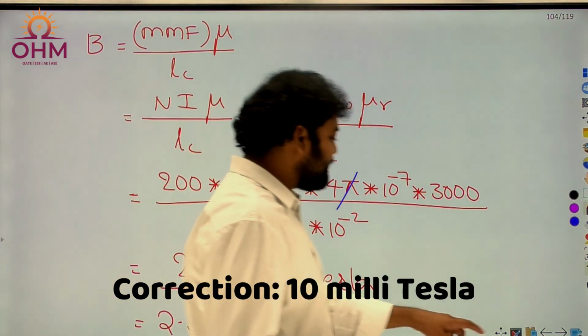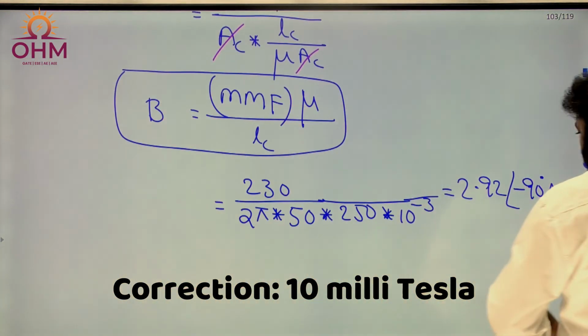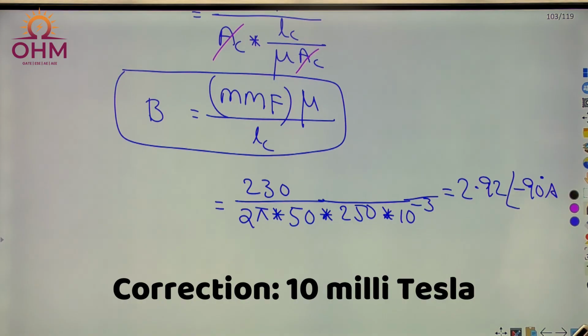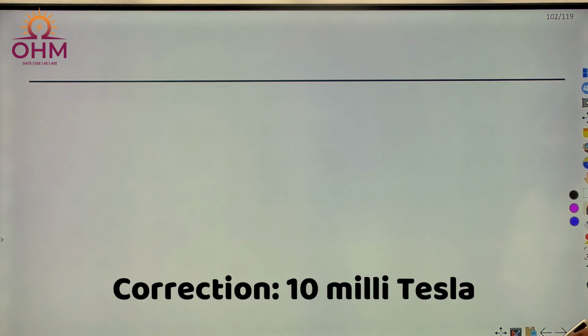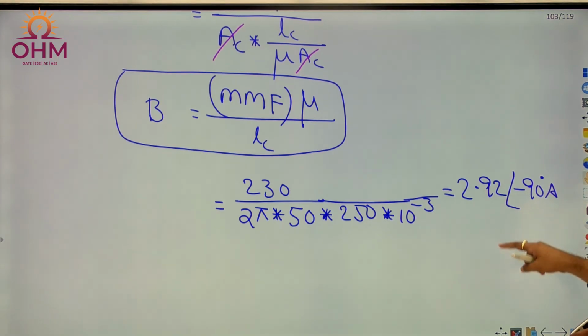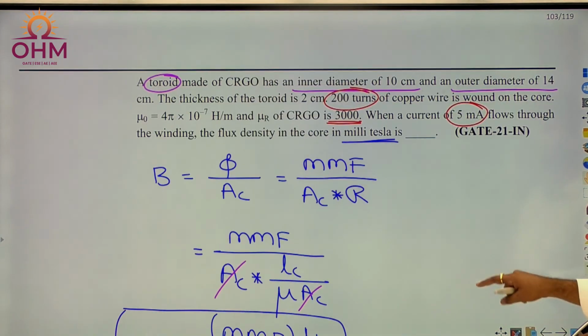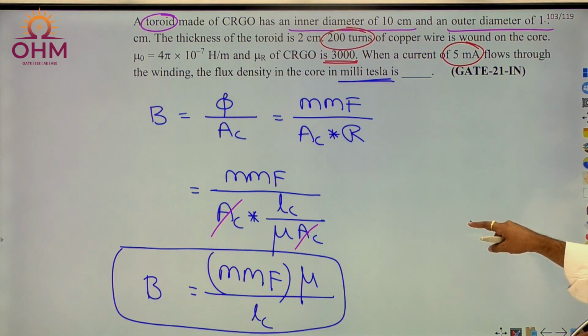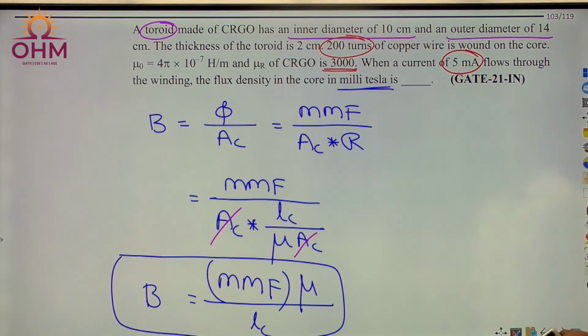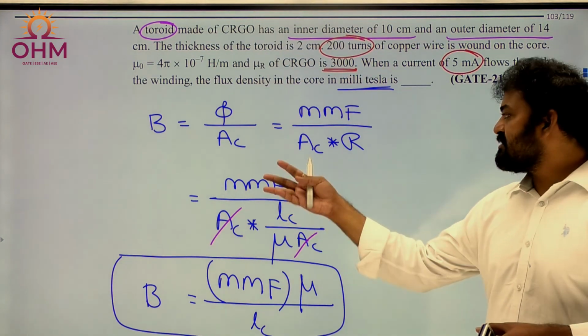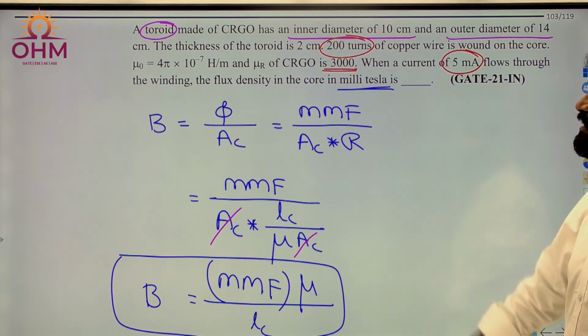It's actually an instrumentation paper. That's why for instrumentation students it looks difficult, but for electrical students, if you practice properly, this is an easy question. They are just asking us to find flux density, which is flux per cross sectional area, with flux formula mmf by reluctance, and you just substitute the data and find the answers.